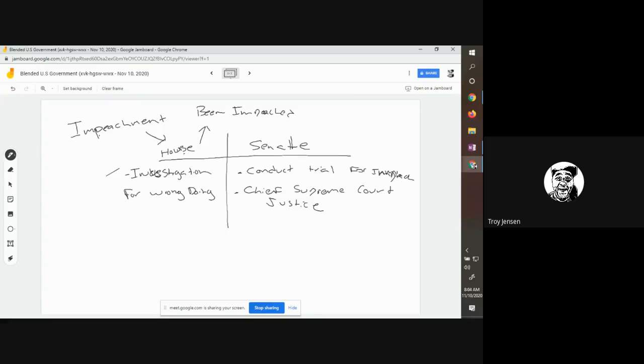Any questions so far when it comes to the impeachment process between the House and the Senate?